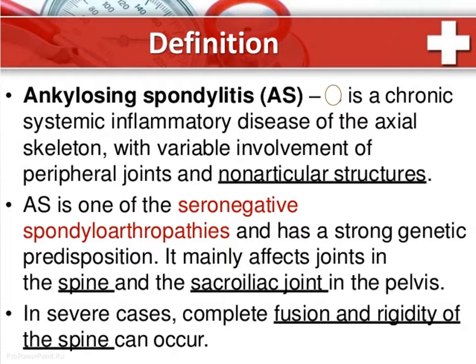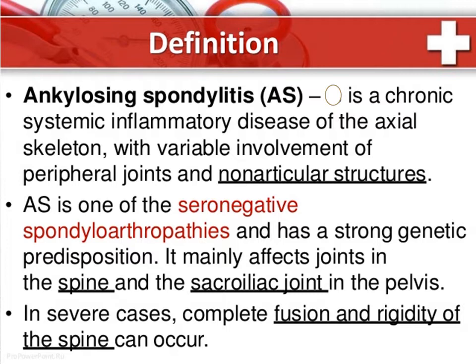This mainly affects our spinal cord, and it also affects our peripheral joints, that are the hand, elbow, knees, ankles. All these joints are also affected. So the inflammation of these particular joints is called ankylosing spondylitis. This AS is one of the seronegative spondyloarthropathies. The word pathies means pain.